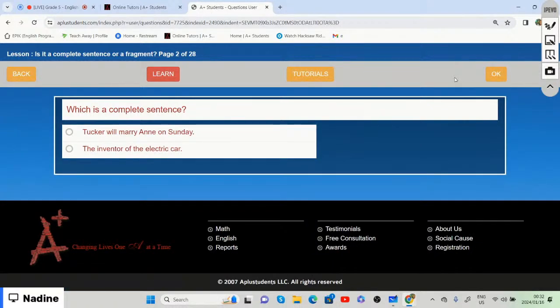Because remember, if you want to see if it's a fragment, then try to see which one is missing, either the subject or the verb, right? You need to see which one is missing. Or if it's a complete sentence, then we need to see if it has both a subject as well as a verb.